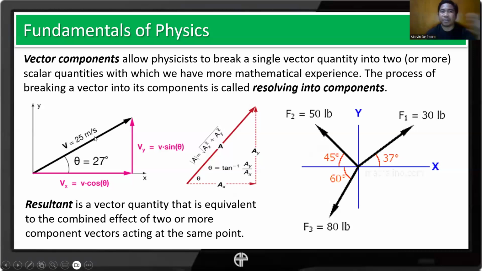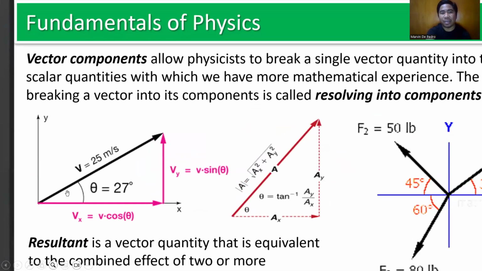And we can reverse that. We can manipulate that so that Vy is equal to the hypotenuse times the sine of the angle. Okay? I wish I could write it here, but just remember, this is based on SOHCAHTOA only. So sine of 27 degrees is equal to Vy over 25 meters per second.